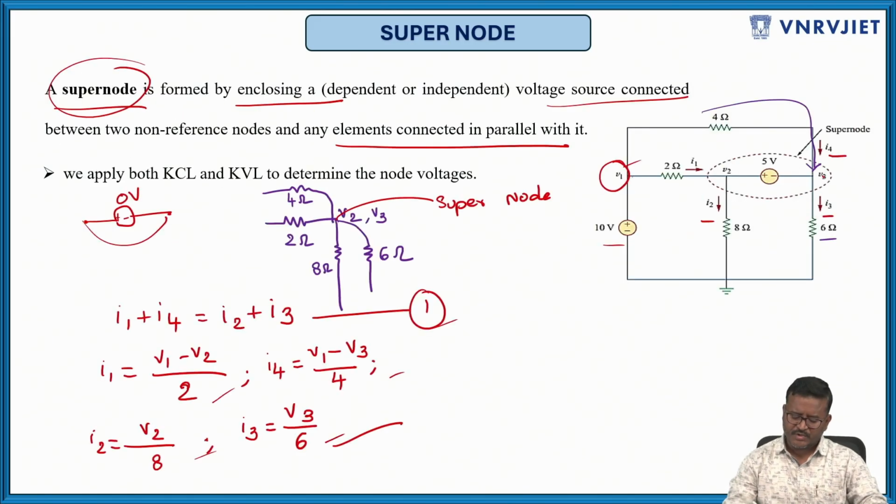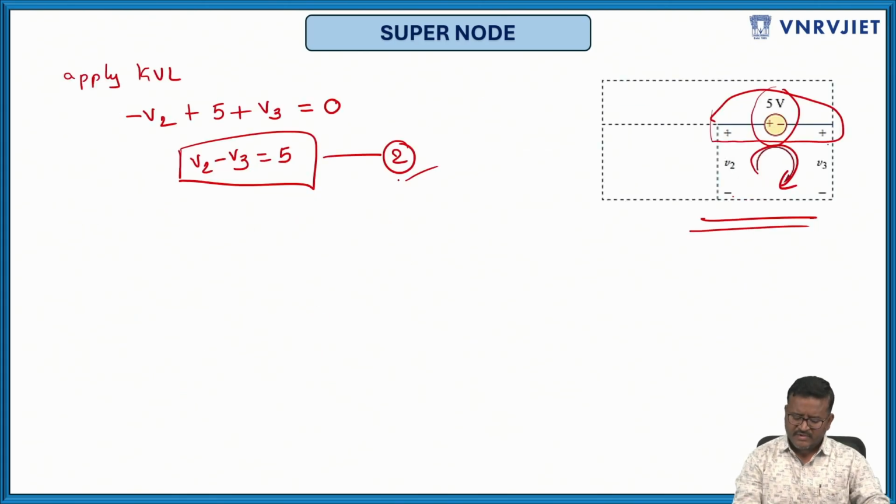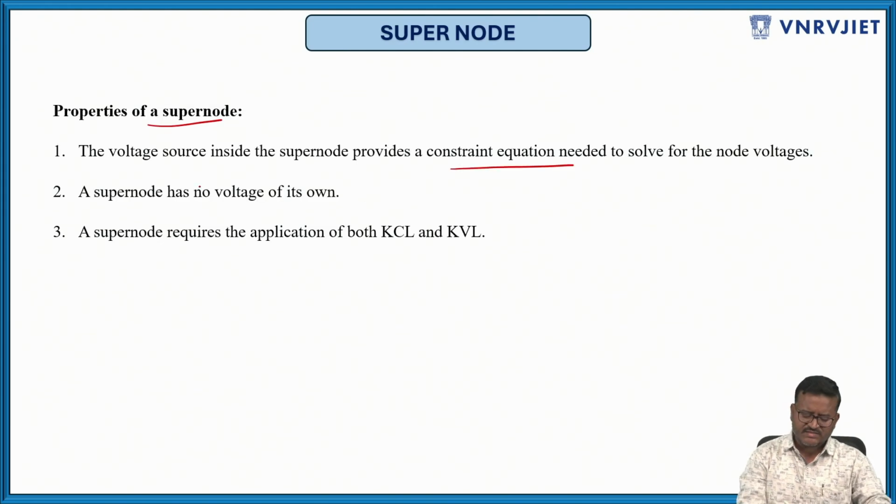After forming a super node, we have applied a KCL. That is fine. But for the further calculations, we have calculated the voltages with the help of this application of KVL. How did you apply KVL? That KVL equation is provided by this voltage. That is what is given there.